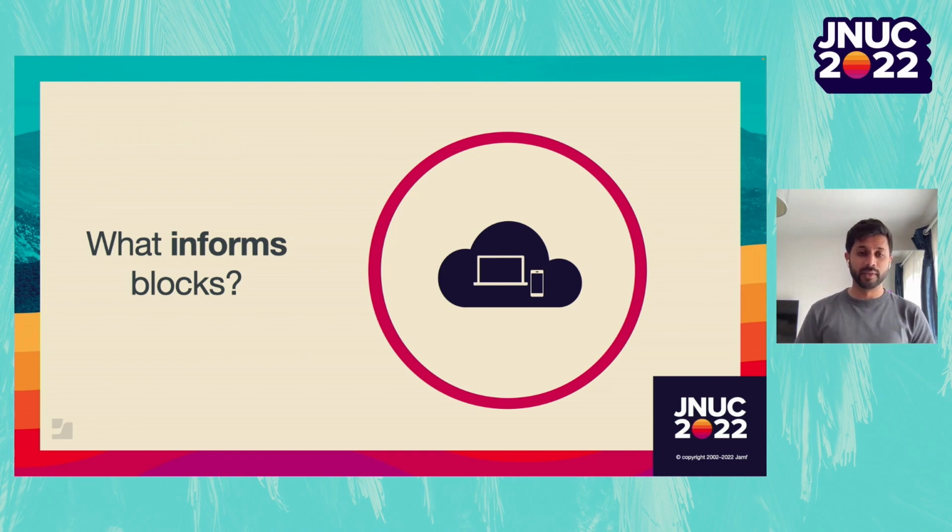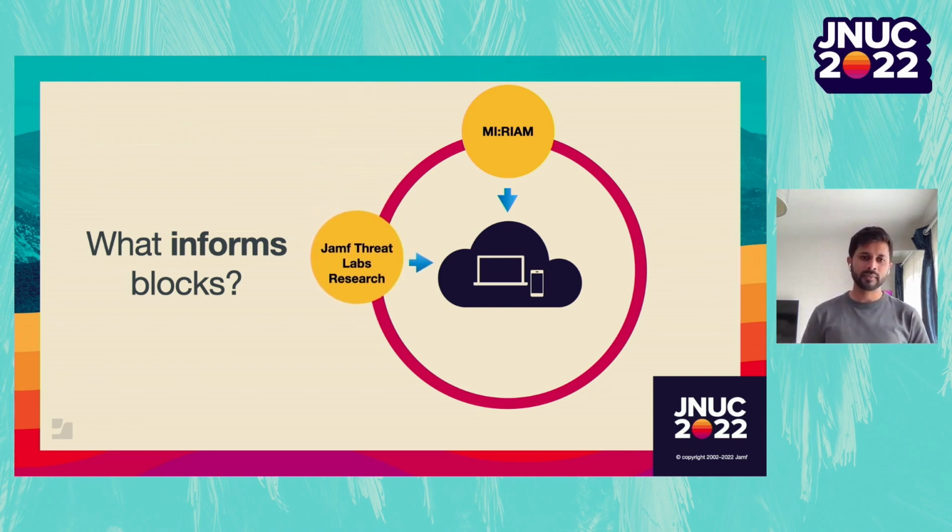So you might be wondering, what informs the blocks? How do we know that a particular domain or IP address is phishing or malicious traffic? First of all, we have Miriam. Miriam is a zero-day machine learning engine. Through a range of different machine learning models, we're able to detect previously unknown threats, whether they come in the form of malicious domains or IPs, or we're recognizing them as spam.